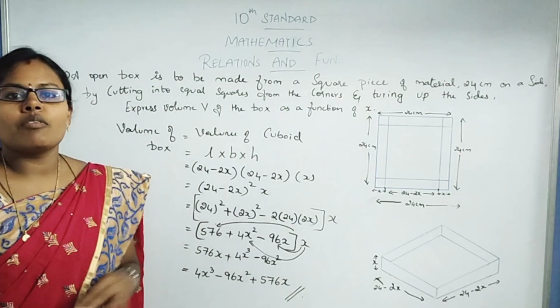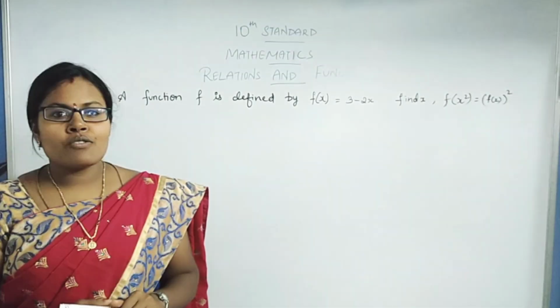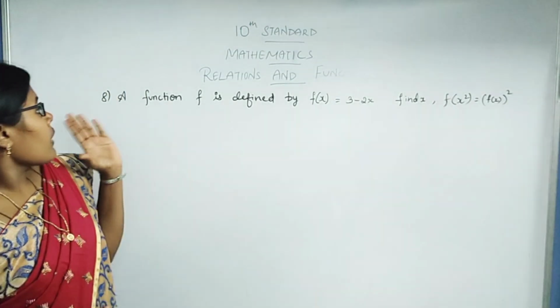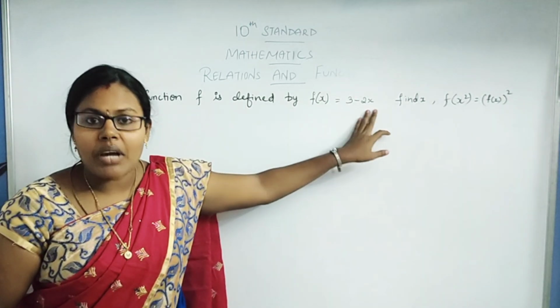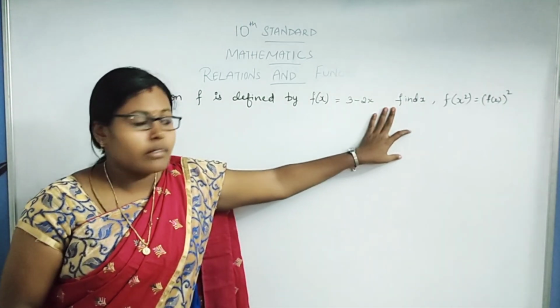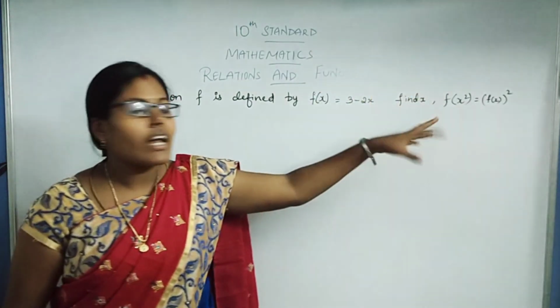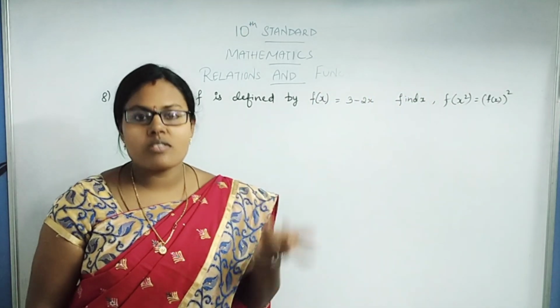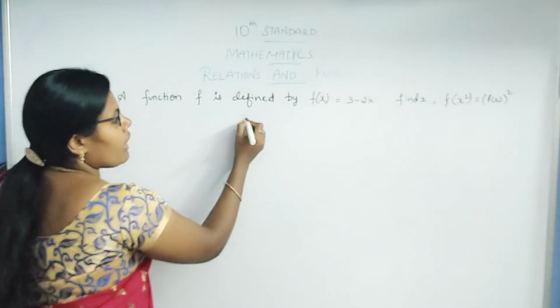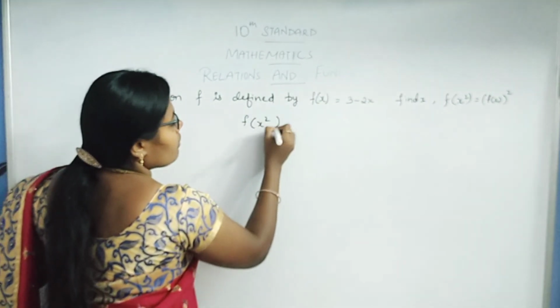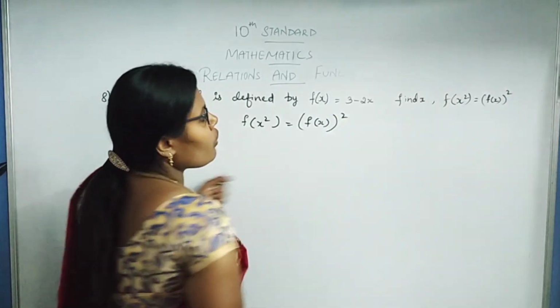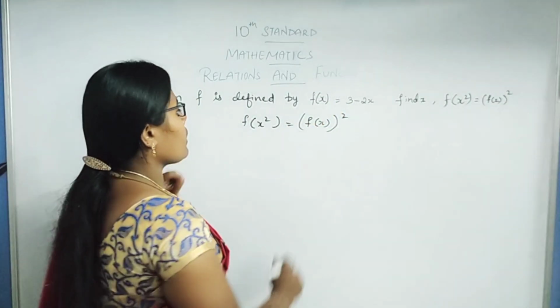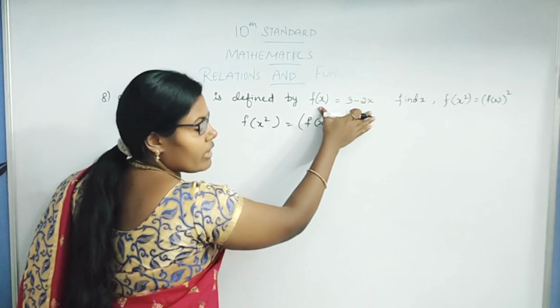Okay. So now we'll see the next sum. So 8th sum. A function f is defined by f of x equals 3 minus 2x. Find x where f of x square is equal to f of x whole square. Okay. So what they said, f of x square is equal to f of x whole square. You know what is f of x? Substitute here. So, you know what is f of x?